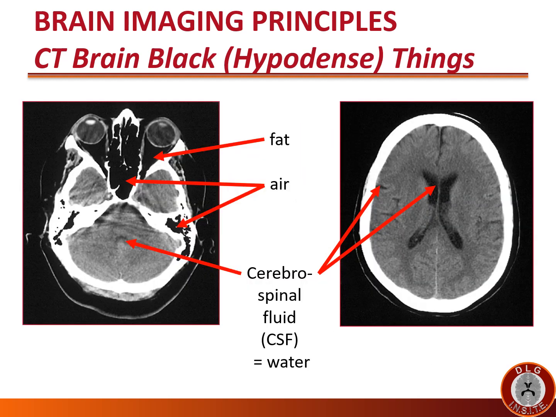This slide shows things that are black or hypodense on CT scans. Fat, such as the retroorbital fat, air, such as in the sinuses or mastoid air cells, and cerebrospinal fluid, which in essence is water density, are all black or hypodense on a CT scan.